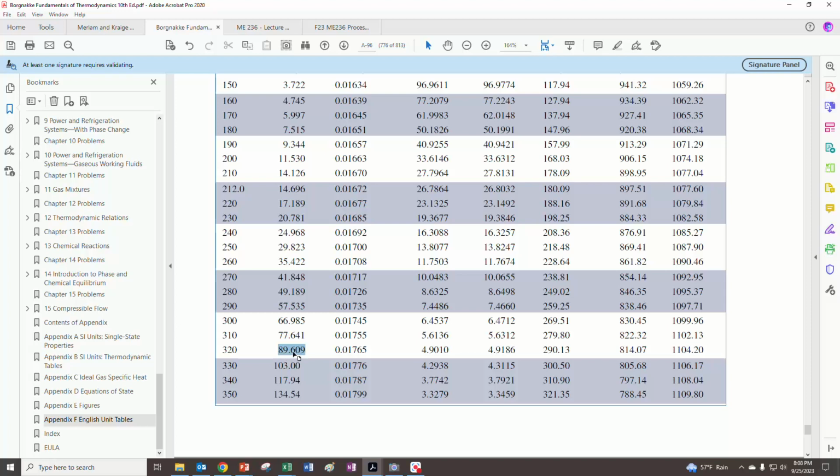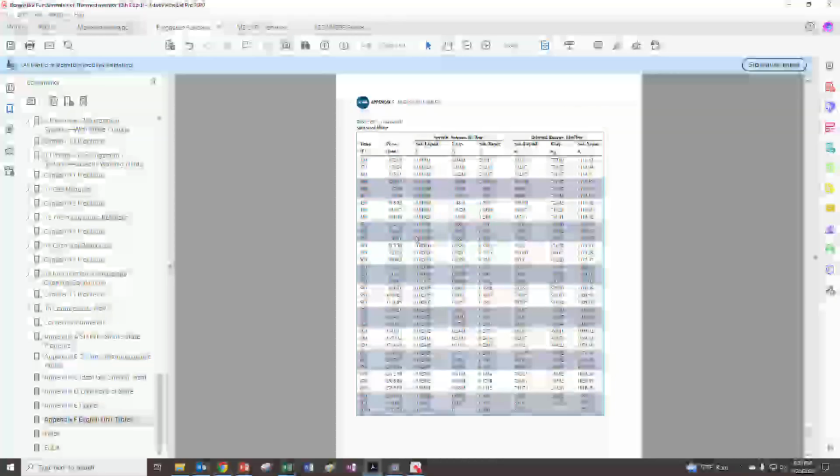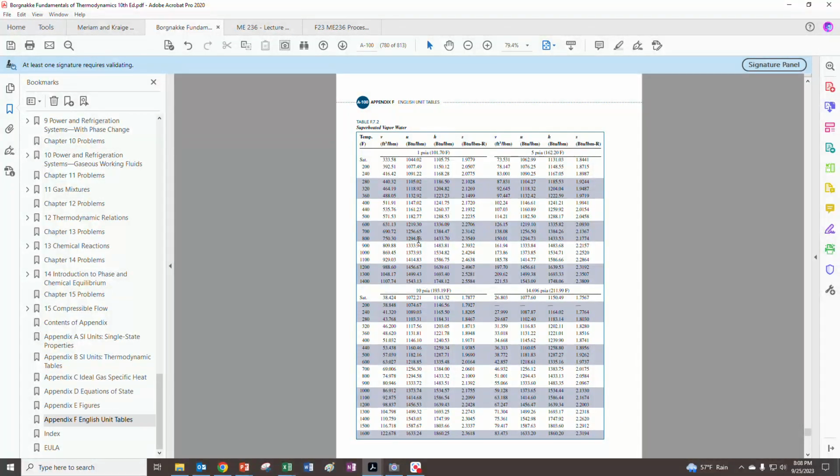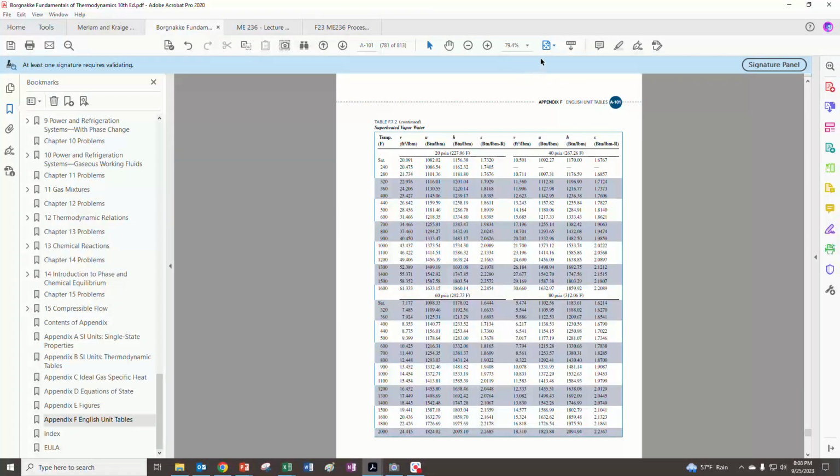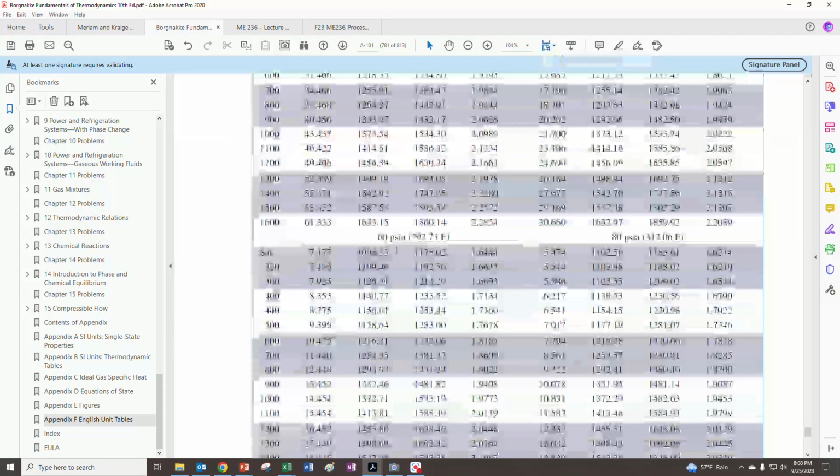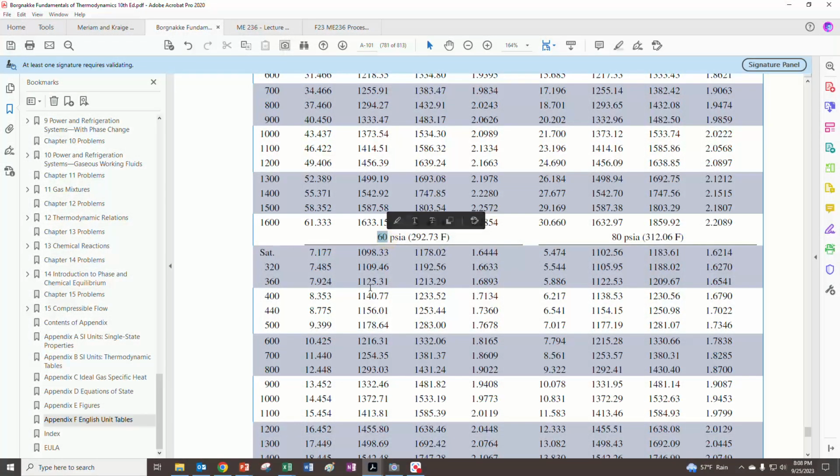We have 60 psia, so it must be superheated steam. You can also check it by just going to the superheated steam table and going to 60 psi. That was nice of them, right? Right there, boom, 60 psi. And here's our 320 degrees. That's our first state.